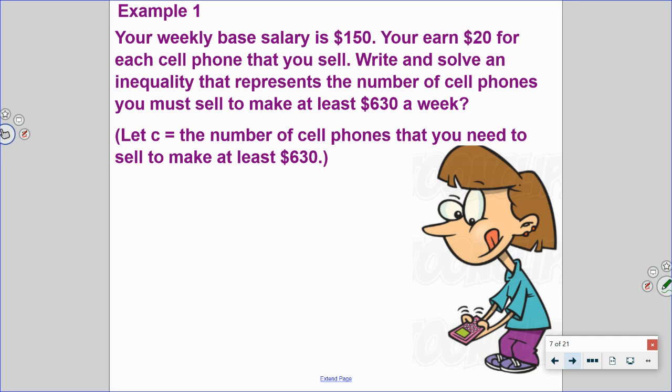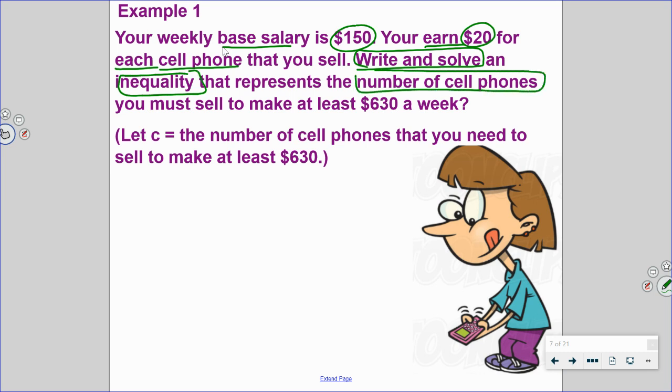Anytime I get to a problem today, ladies and gents, go ahead and pause the video, read it on your own for those of you like me that would prefer to read it on your own, and then come on back. Example 1. Your weekly base salary is $150. That is a base salary. Earn $20 for each cell phone that you sell. Write and solve an inequality that represents the number of cell phones you must sell to make, at least, there's the math keyword, key phrase, $630 in a week.